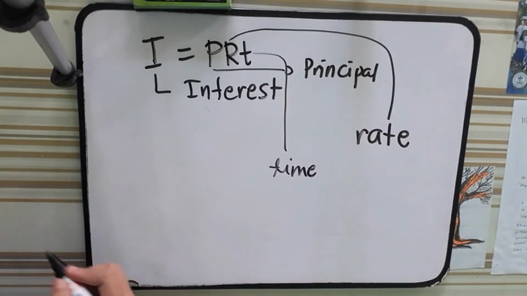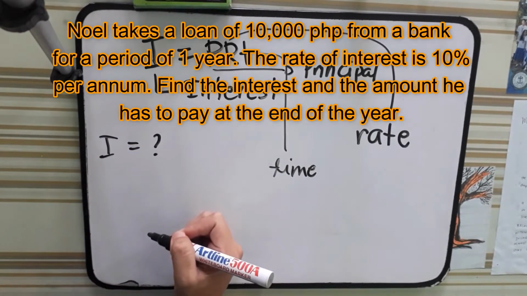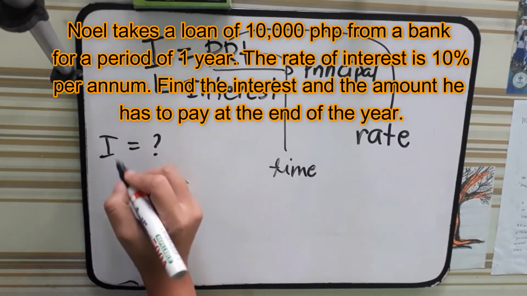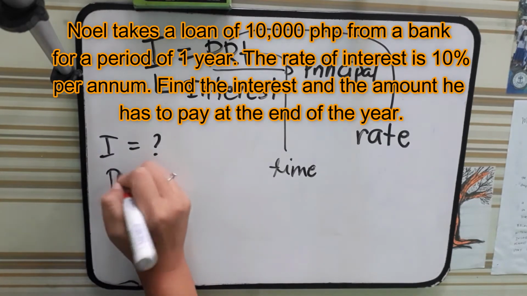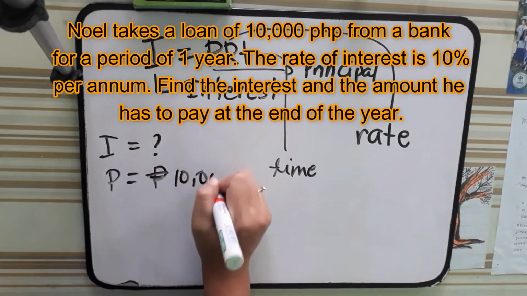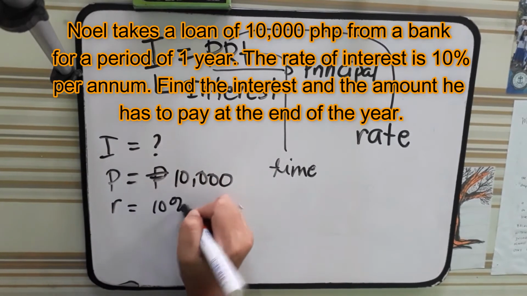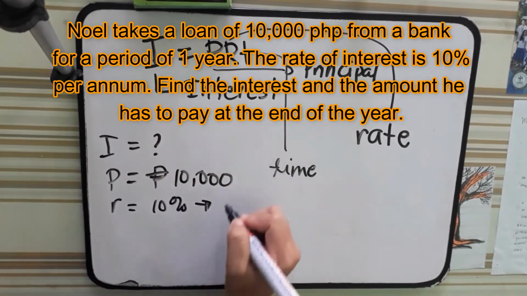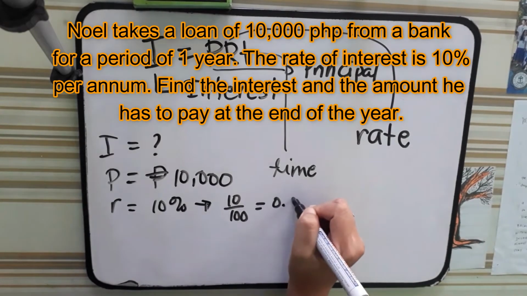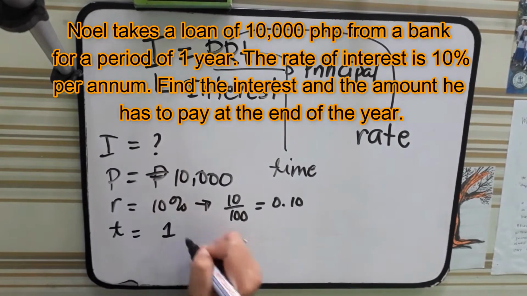Okay, in the given example, our I is unknown, so we need to look for I by using this formula. So, we need to identify first the given. Our P is 10,000. And our rate is 10% and we need to convert it to decimal. So, it will become 10 over 100 or simply 0.10. And our time is 1 year.